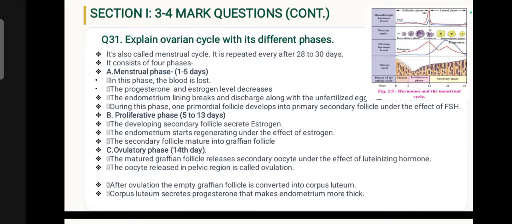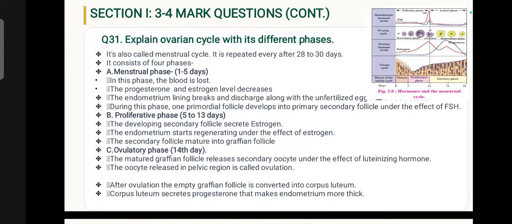There are 4 phases. First, menstrual phase, 1 to 5 days. In this phase, blood is lost. The progesterone and estrogen levels decrease. The endometrium lining breaks and discharges along with the unfertilized egg. During this phase, one primordial follicle develops into primary and secondary follicle under the effect of FSH.